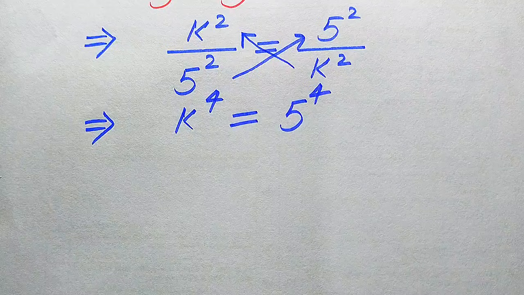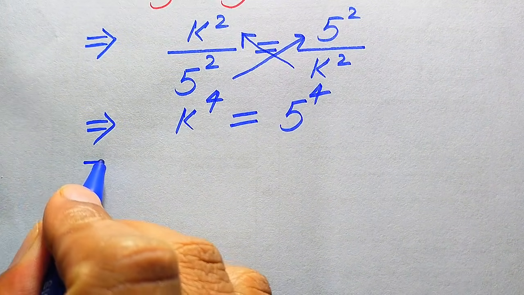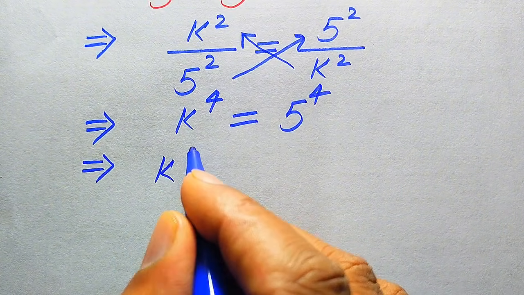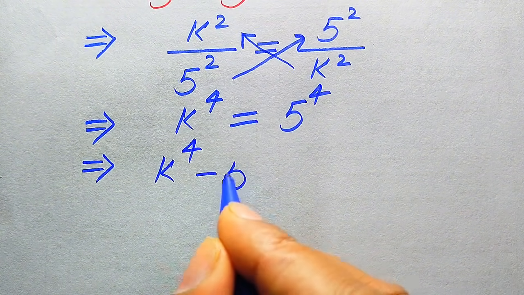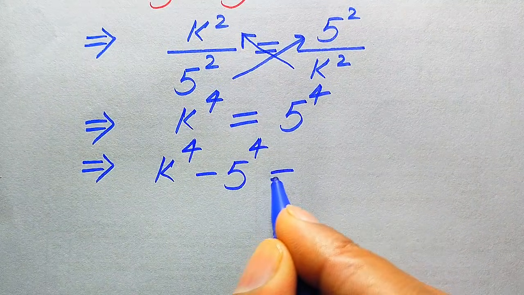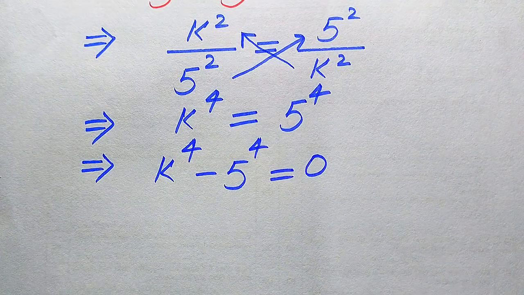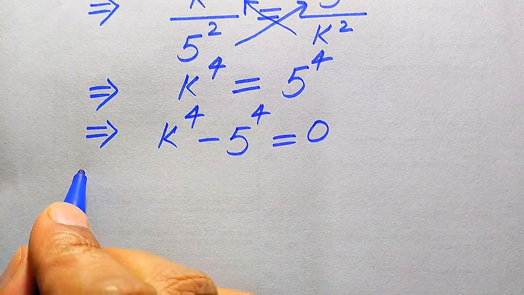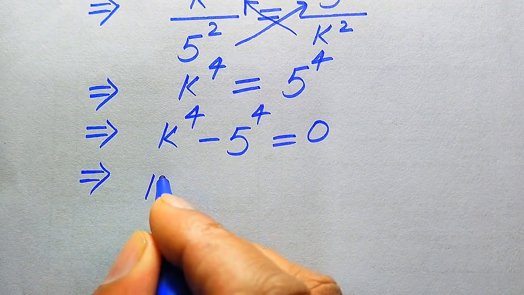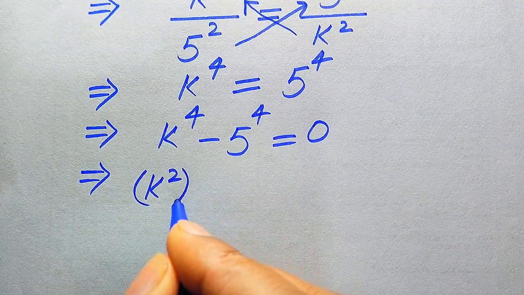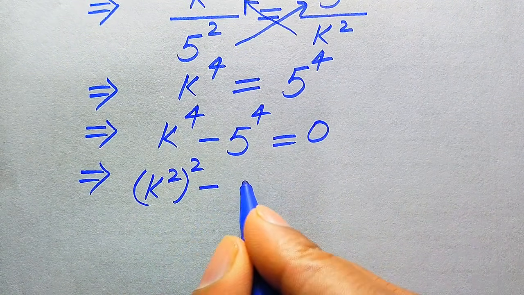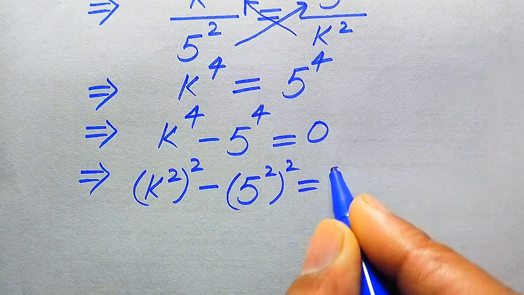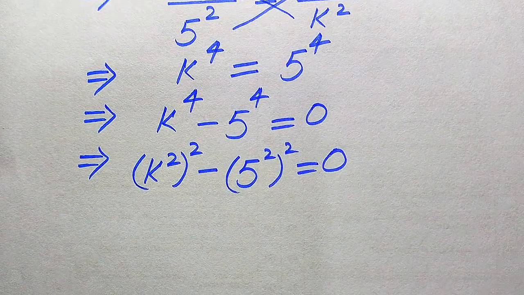It means that this equation has 4 roots, so now we need to find all 4 roots of this equation. So here we move this 5 to the power of 4 to the left hand side, and it will be written as k to the power of 4 minus 5 to the power of 4, and this whole equation is equal to 0. And now in the next step we need a little bit more simplification, and it will be written as k to the power of 4, which is k square and its whole square, minus 5 to the power of 4, which is 5 square and its whole square, and this is equal to 0.